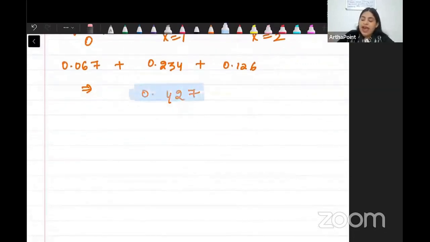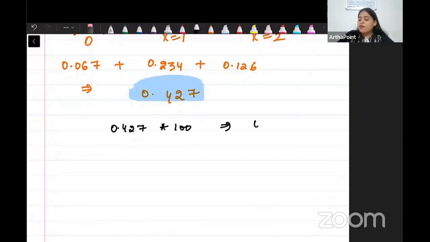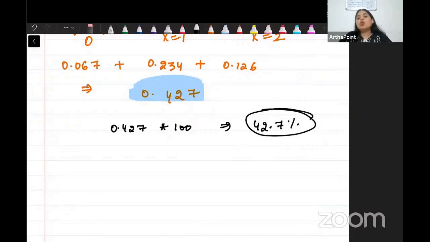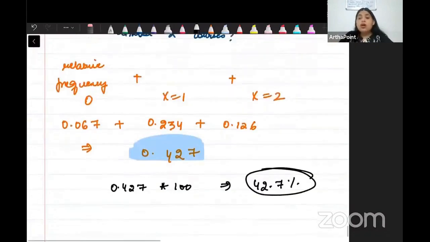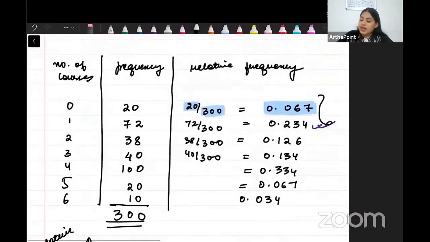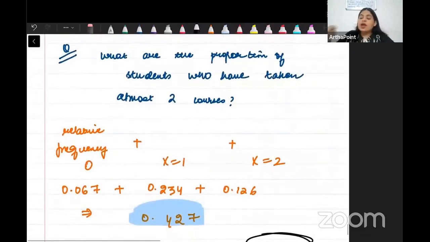So if I have to give my answer in terms of percentage, I can just multiply this with 100. That means 42.7% of the students have taken maximum 2 courses in this semester. 2 से ऊपर courses नहीं लिए हैं 42.7% बच्चों ने. So relative frequencies can help you answer these questions, that what are the proportion of students who have taken at least 2 courses, at most 2 courses, exactly 2 courses. तो ऐसे questions भी आप relative frequency से answer कर सकते हो.